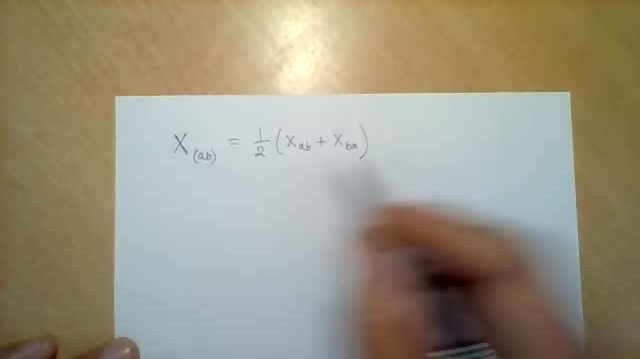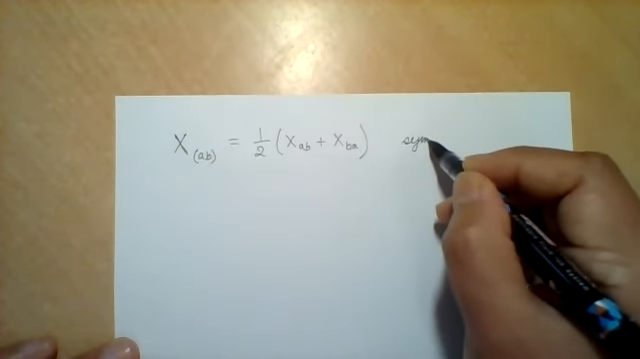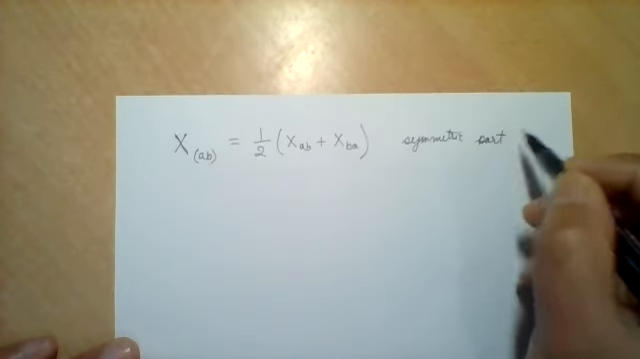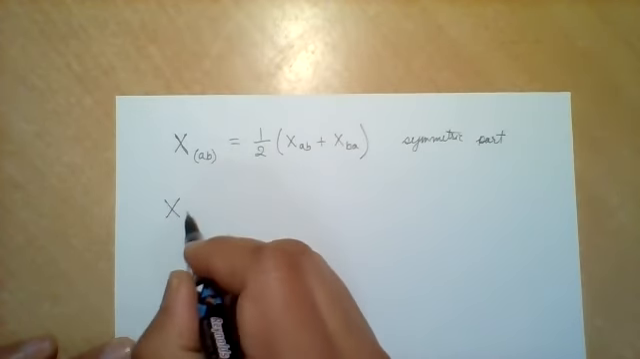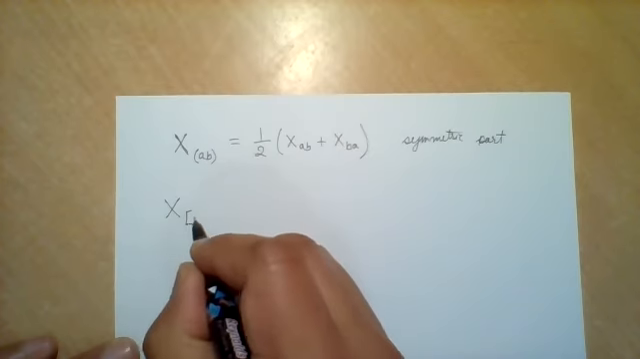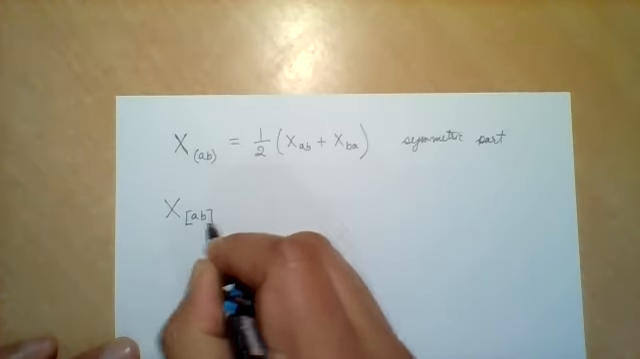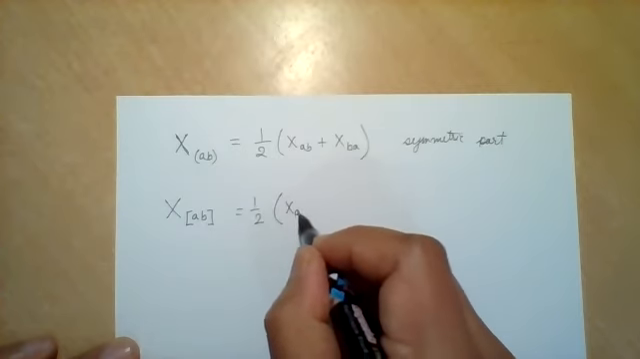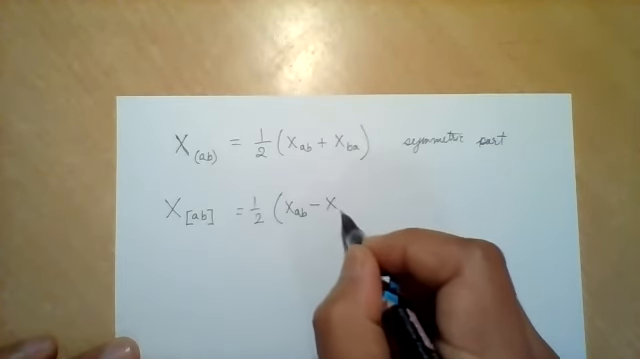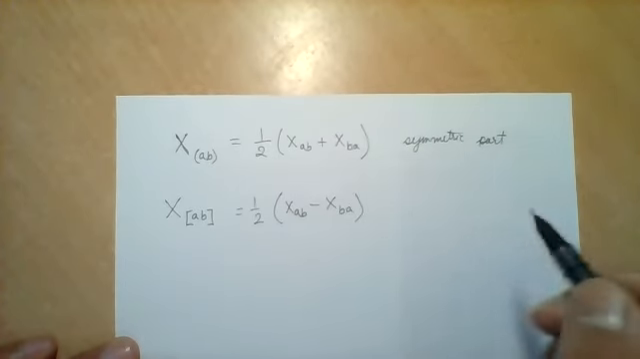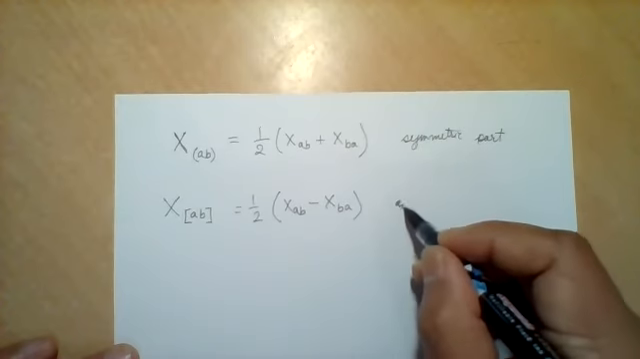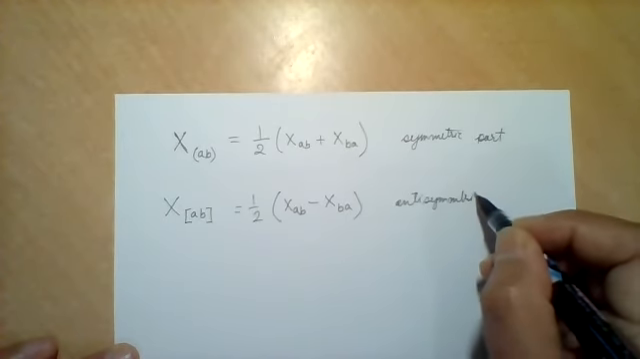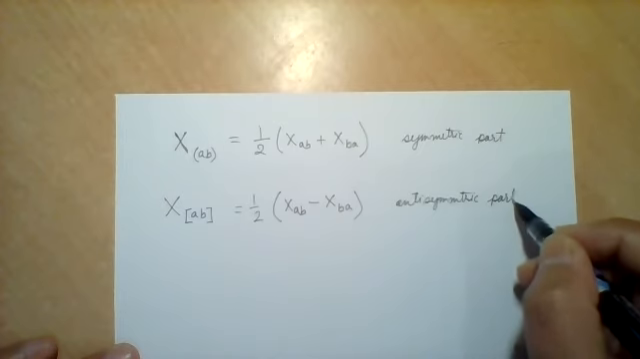For the antisymmetric part, we write X with square brackets AB. This means 1 by 2 of X_AB minus X_BA. So this is the antisymmetric part.